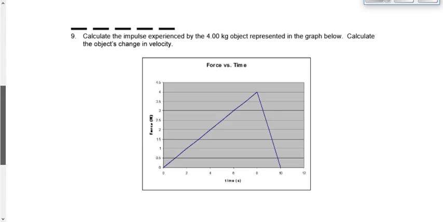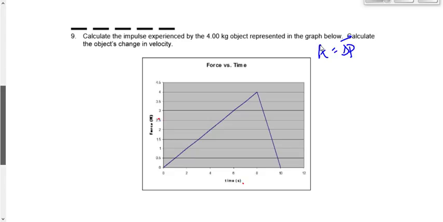All right, let's have a look at that question number 9 now. It says, calculate the impulse experienced by a 4-kilogram object represented in the graph below, and what's the object's change in velocity? So similar to what we just did for our example question. 3 words should automatically come to mind right now. They are area equals impulse. And then we're going to take a look at our axes to make sure that our units are standard units. We have newtons, we have seconds. All right, we're good there.